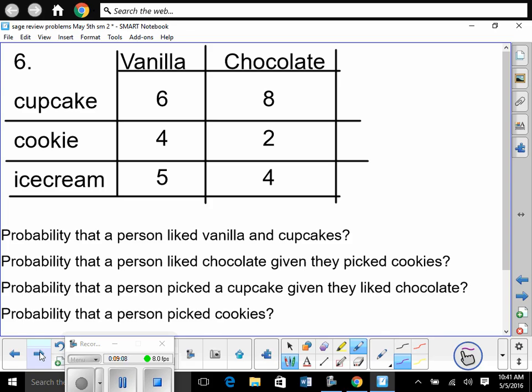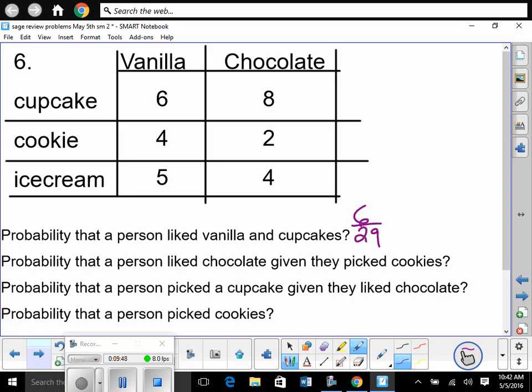Okay, conditional probability. It says probability that a person likes vanilla and cupcakes. Say I took a poll for an upcoming event to see what kind of dessert to do. So 6 people said vanilla and cupcake. Does everybody understand how the chart works? Finding the probabilities is the important part. So what's the probability that a person likes vanilla and cupcakes? Isn't "and" the intersection? So vanilla and at the same time cupcakes was 6 out of how many? Add them up. What is it? Yes. So there's a 6 out of 29 probability that they chose vanilla and cupcake.